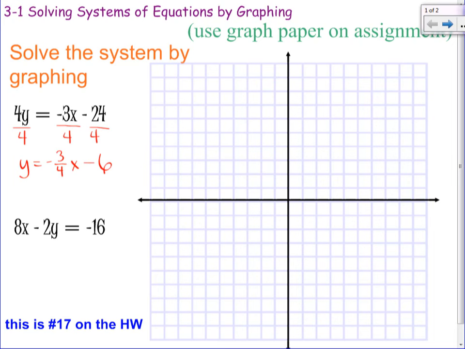So now that one is in slope-intercept form. Okay, this one's going to take a couple of steps. Question? We'll move the 8x over. Divide by -2.